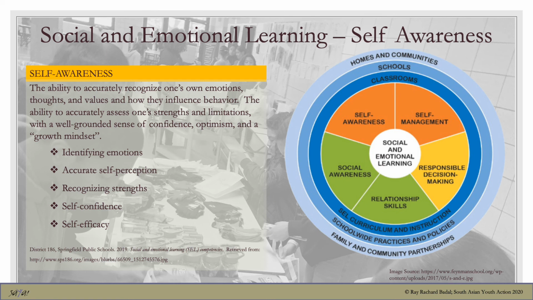So, as a result, with social and emotional learning in the self-awareness category, the takeaway for the participant is identifying emotions, having an accurate self perception, being able to recognize strengths, having self confidence or building self confidence, as well as self efficacy.